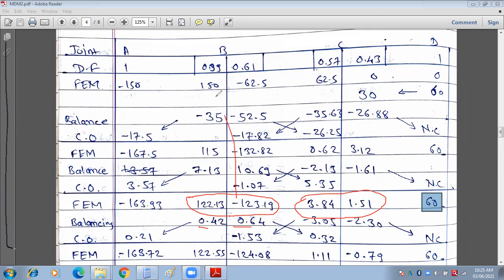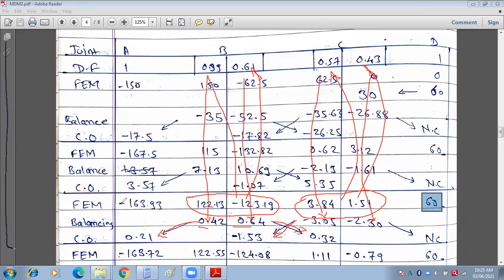The difference multiplied with this distribution factor, write down this moment over here, and this moment is transferred to the far end. Similarly, the difference multiplied with this distribution factor, write down this moment over here, and this moment is transferred, 50%, to the far end. This procedure is repeated again.